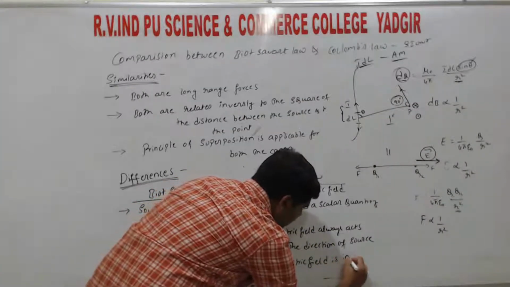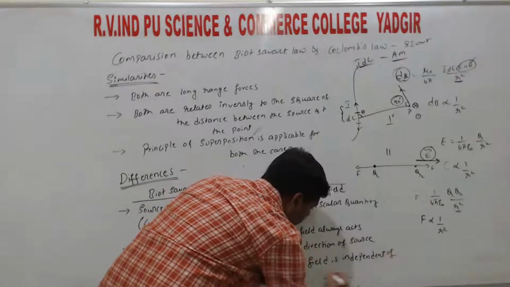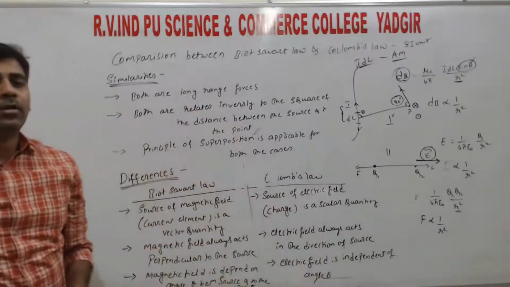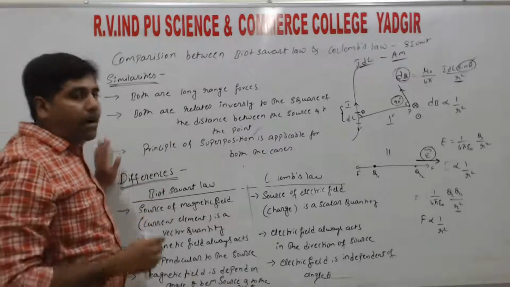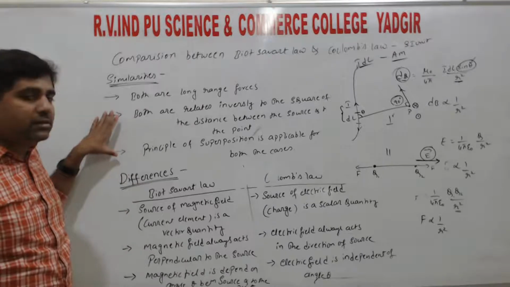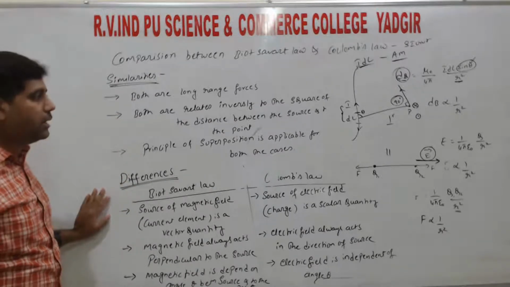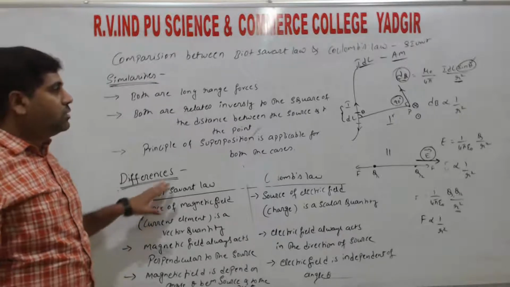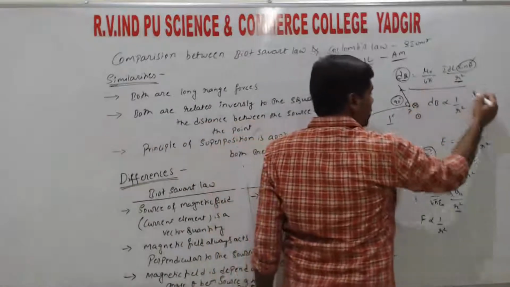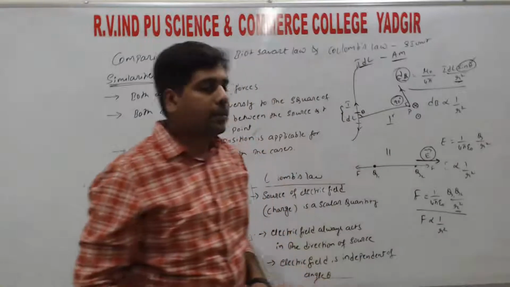Coulomb's law is independent of angle theta, right? So this is the comparison between Biot-Savart's law and Coulomb's law. There are three similarities and three dissimilarities, or differences, right? So this is about the comparison. In the comparison, we mainly use the formulas, so we compare by keeping the two formulas, right?